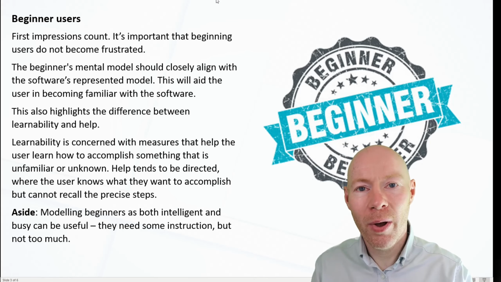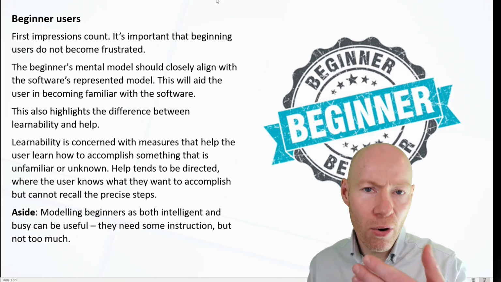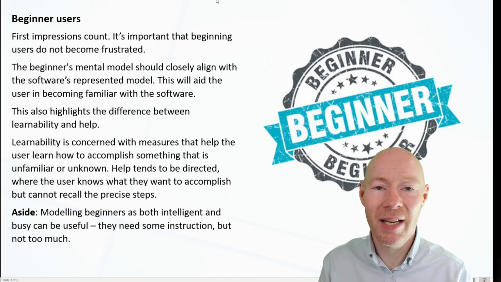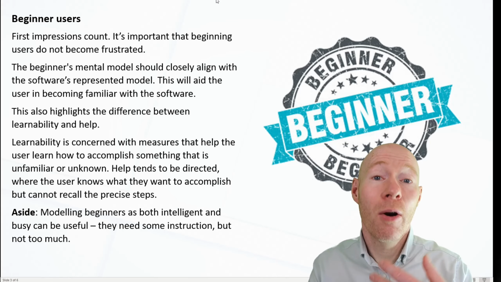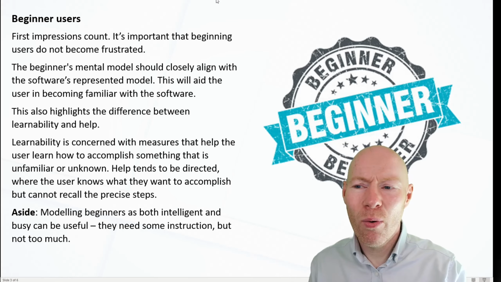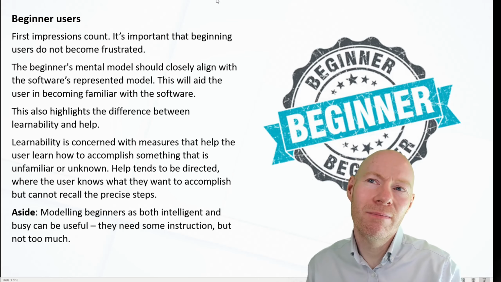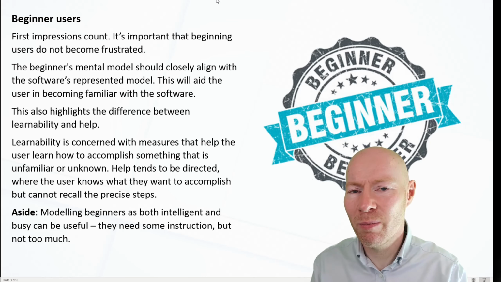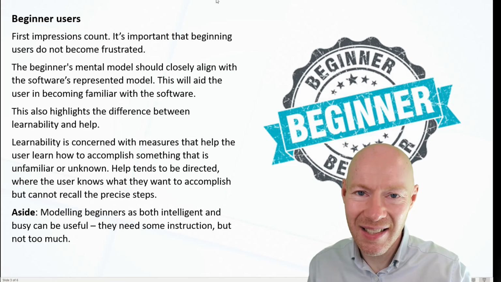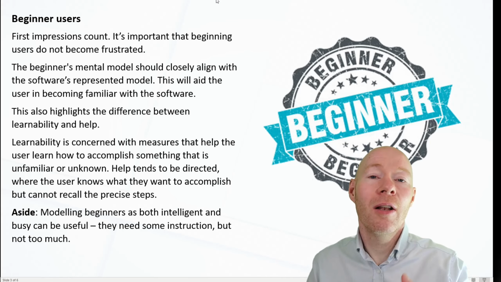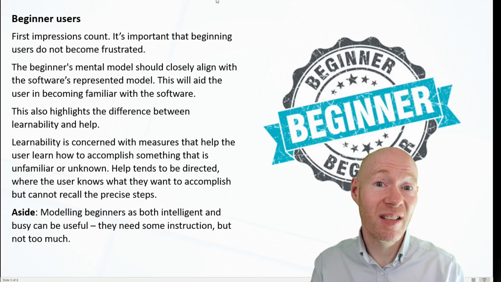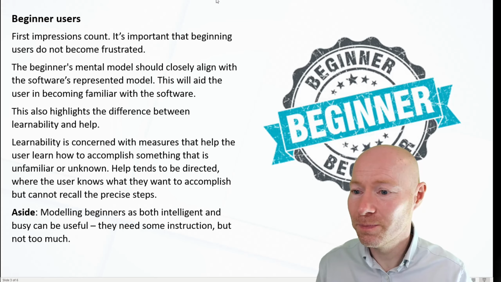Learnability is all about how do we help the user learn something that is unfamiliar or unknown. It's the first time they've used this particular feature. How are we going to help them learn how to use the feature? Quite often when we think about help, it's more directed. It's where the user knows roughly what they want to do, but they can't remember some particular step, or they want to seek a bit of clarification. So there we're providing assistance. We're not trying to help the user learn something different, to learn how something works. We're trying to provide them with information that enables them to do what they know they want to do.